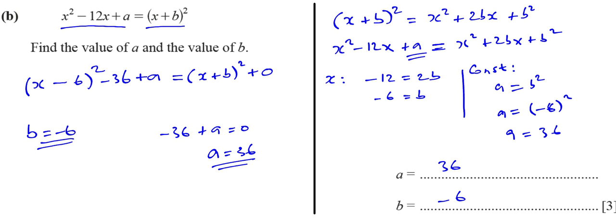So there's two ways of doing it. There's the first way here, and there's the second way here. The first way requires you to know how to complete the square, and the second way requires you to know how to compare the coefficients once you have expanded them into the same kind of form. Is that understood, guys?